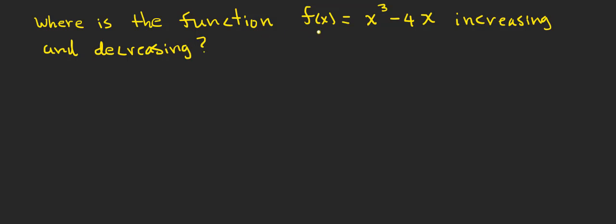Where is the function f of x, x cubed minus 4x, increasing and decreasing? In order to find the intervals when f is increasing and decreasing, we've got to find the first derivative. We're applying the first derivative test. So f prime of x is equal to 3x squared minus 4, and we've got to set it equal to 0, because we're trying to find the critical points.